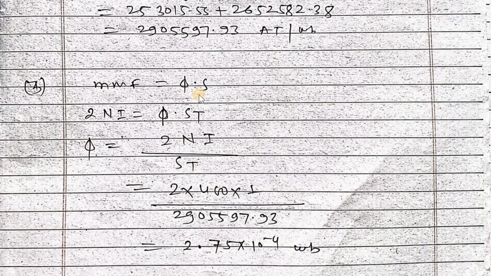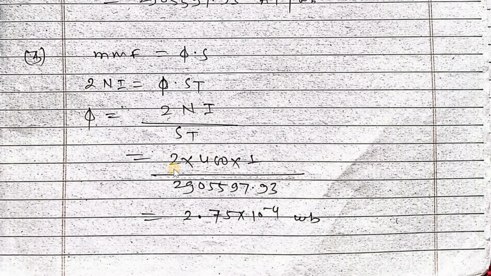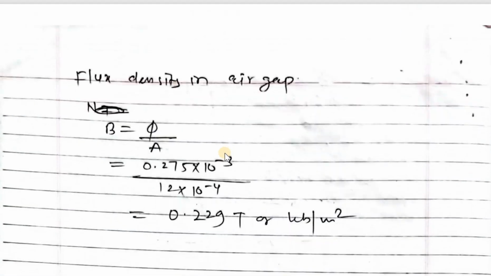And MMF equals flux into reluctance, so MMF equals Ni. That is the reluctance of iron plus reluctance of air gap, so MMF of iron plus MMF of air gap equals flux into total reluctance St. So flux equals Ni upon St. Put all the values, and we can get the value of flux.